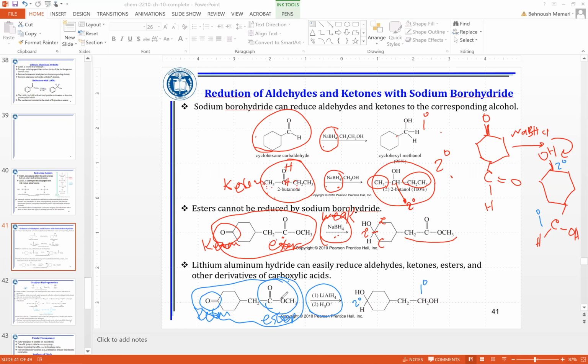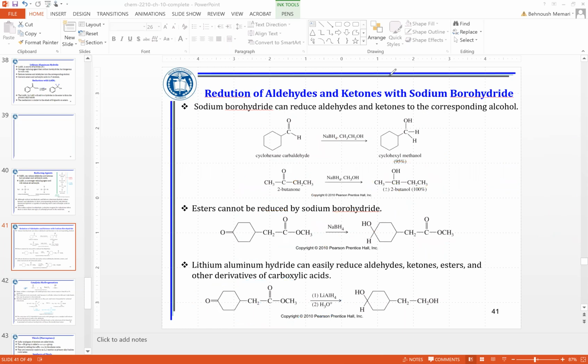Professor, how do we know if they're strong or weak reducing agents, or if they're oxidizing agents? How do we know that? Or do we need to memorize it?